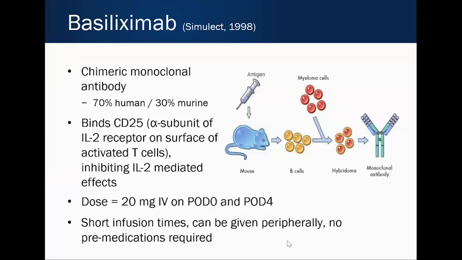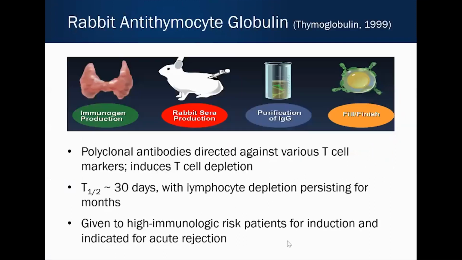So basiliximab is a chimeric monoclonal antibody. Again, it binds to that CD25. It's given in 2 doses, post-op day 0 and post-op day 4. Just some logistic pieces: it does not require pre-medications. It can be given peripherally if that's the only access a patient has, and has relatively short infusion times. We'll talk a little bit more about the comparison between the two here in a moment.